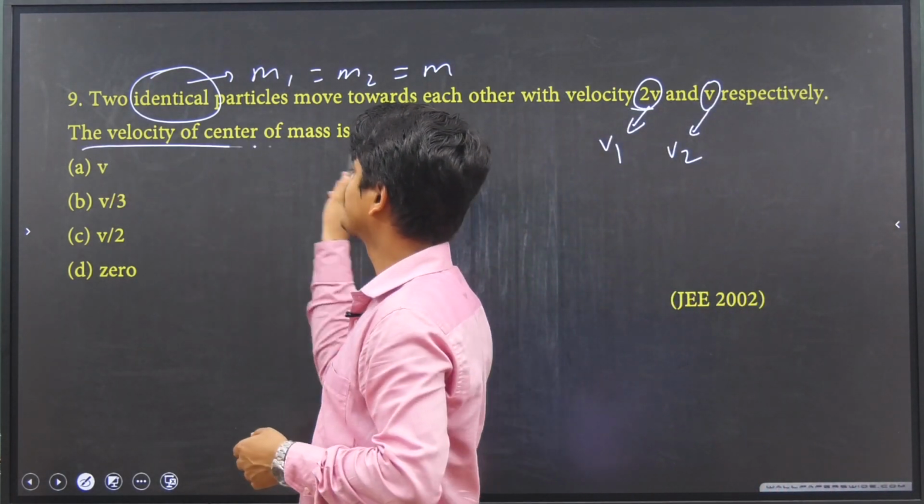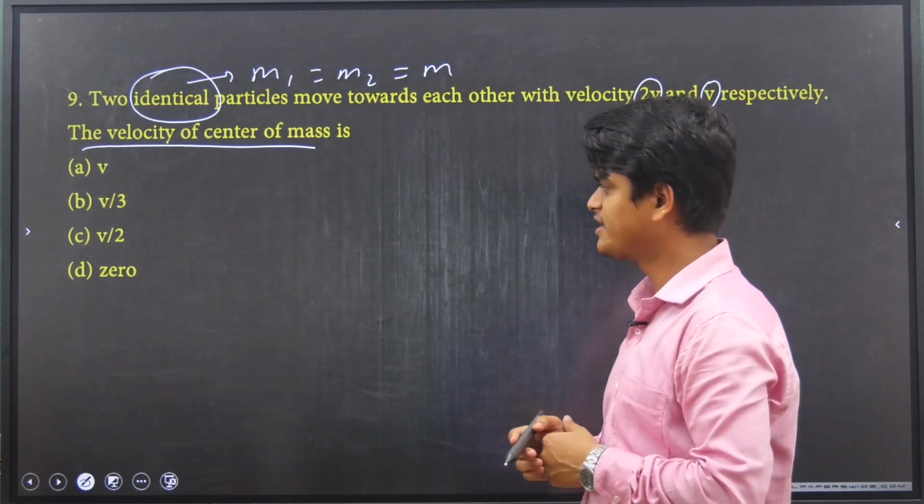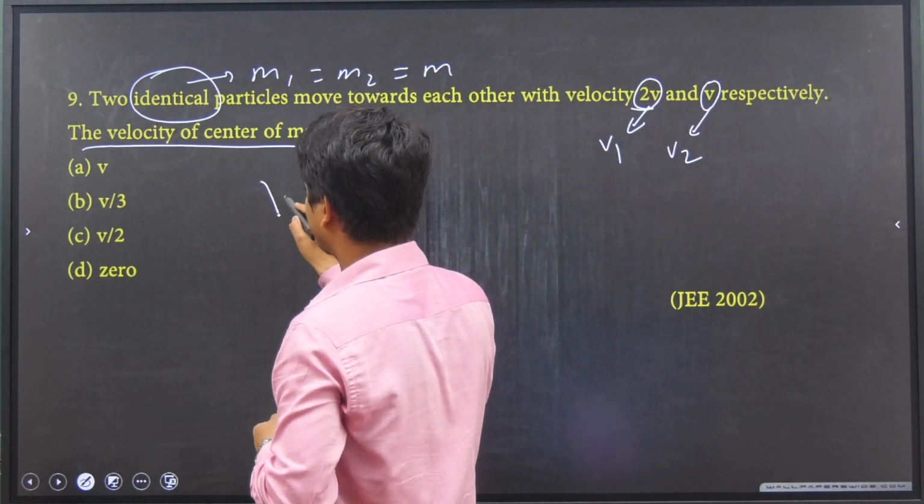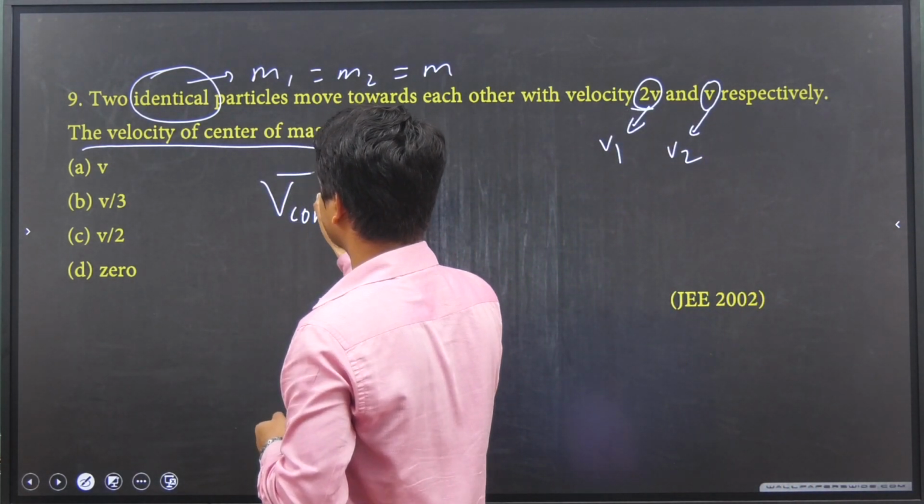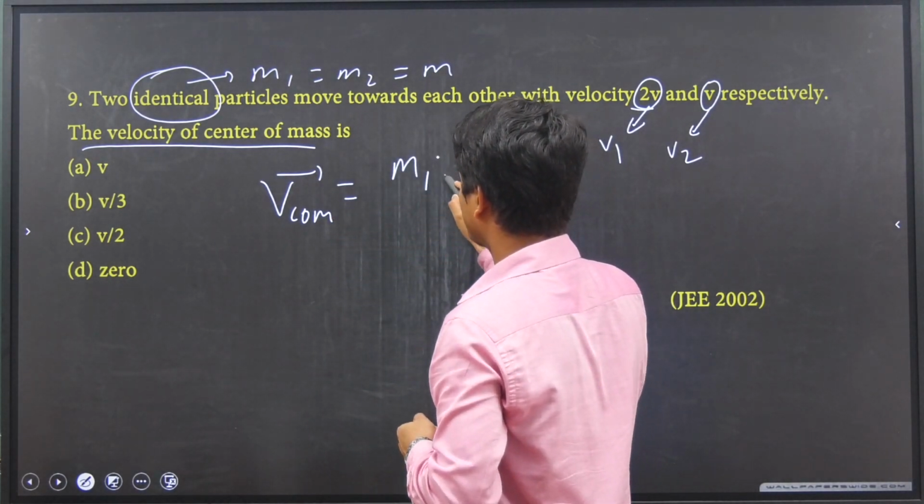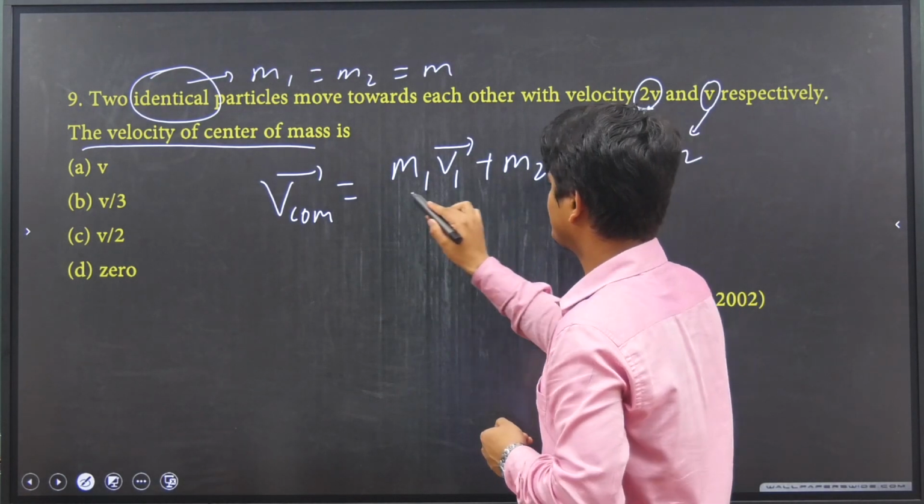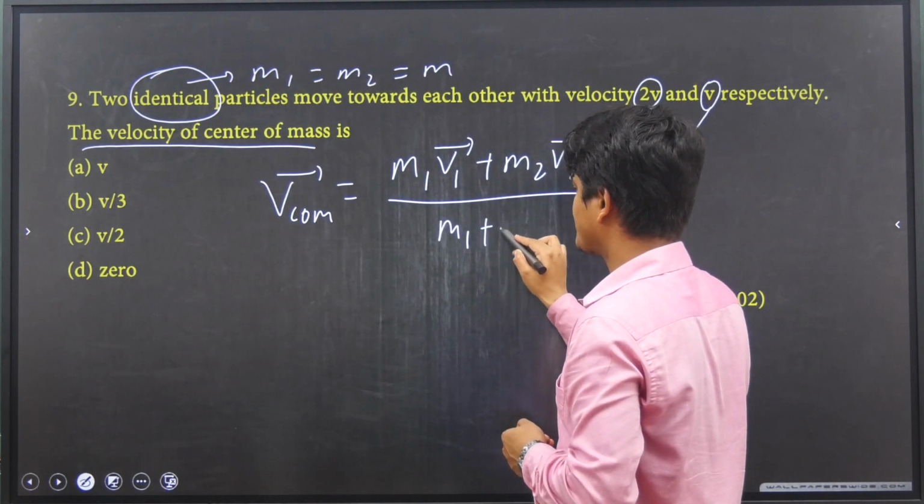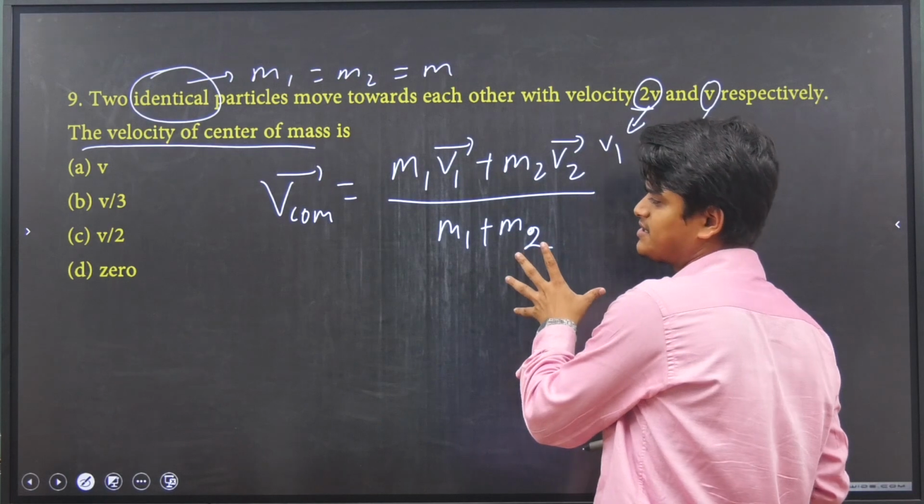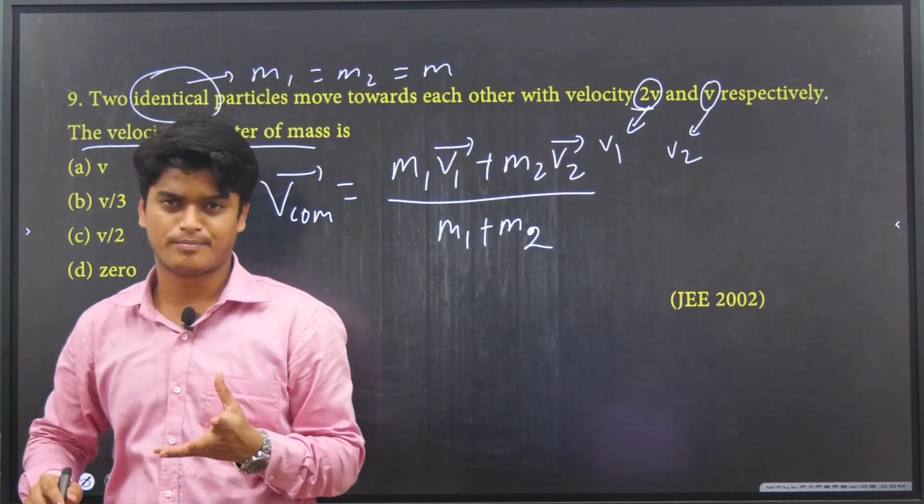Now they are asking for the velocity of the center of mass. Try to remember here, I have already written the position vector. If you want to find the velocity of the center of mass, then you can use m1 v1 vector plus m2 v2 vector divided by m1 plus m2. This is the direct formula. If 2 masses are there, then you can find the velocity of the center of mass.